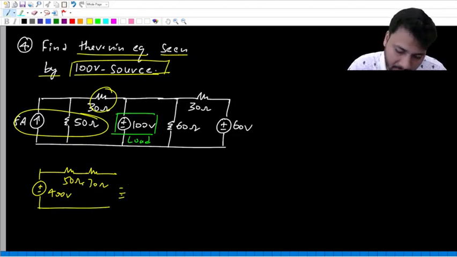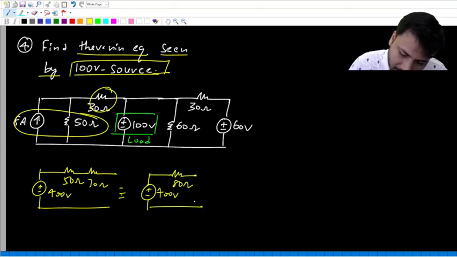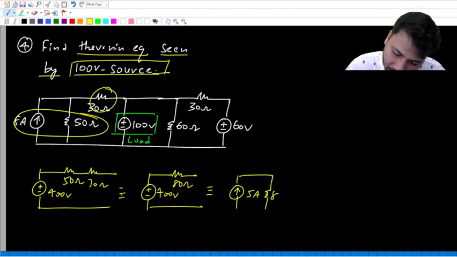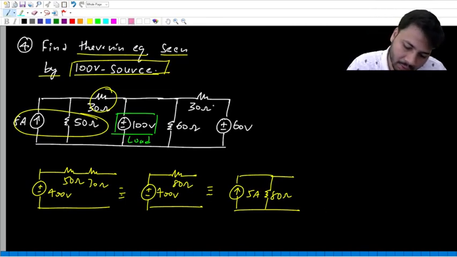Source transformation. 50 and 30 both are in series. So 400 volts in series with 80 ohms can be transformed into what? A single current source of value 5 amps in parallel with 80 ohms. And then you go to the other side.